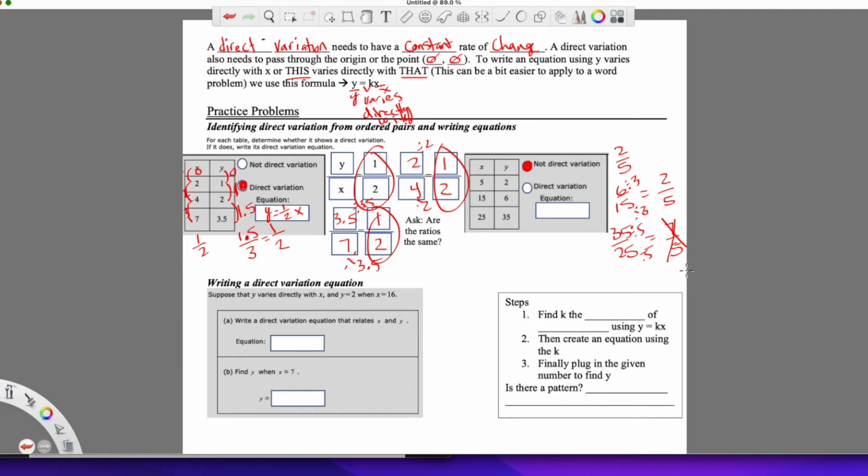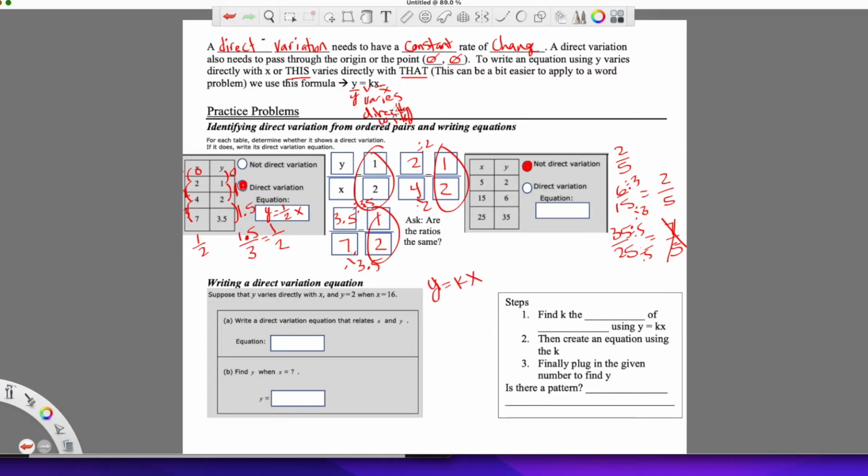All right. This very last one, we have another direct variation, but they're giving it to us a little bit more, not word problem, but a little bit more with words. So suppose that y varies directly with x, and y is 2 and x is 16. So remember, y varies directly with x. That's that equation that we're just talking about up here.